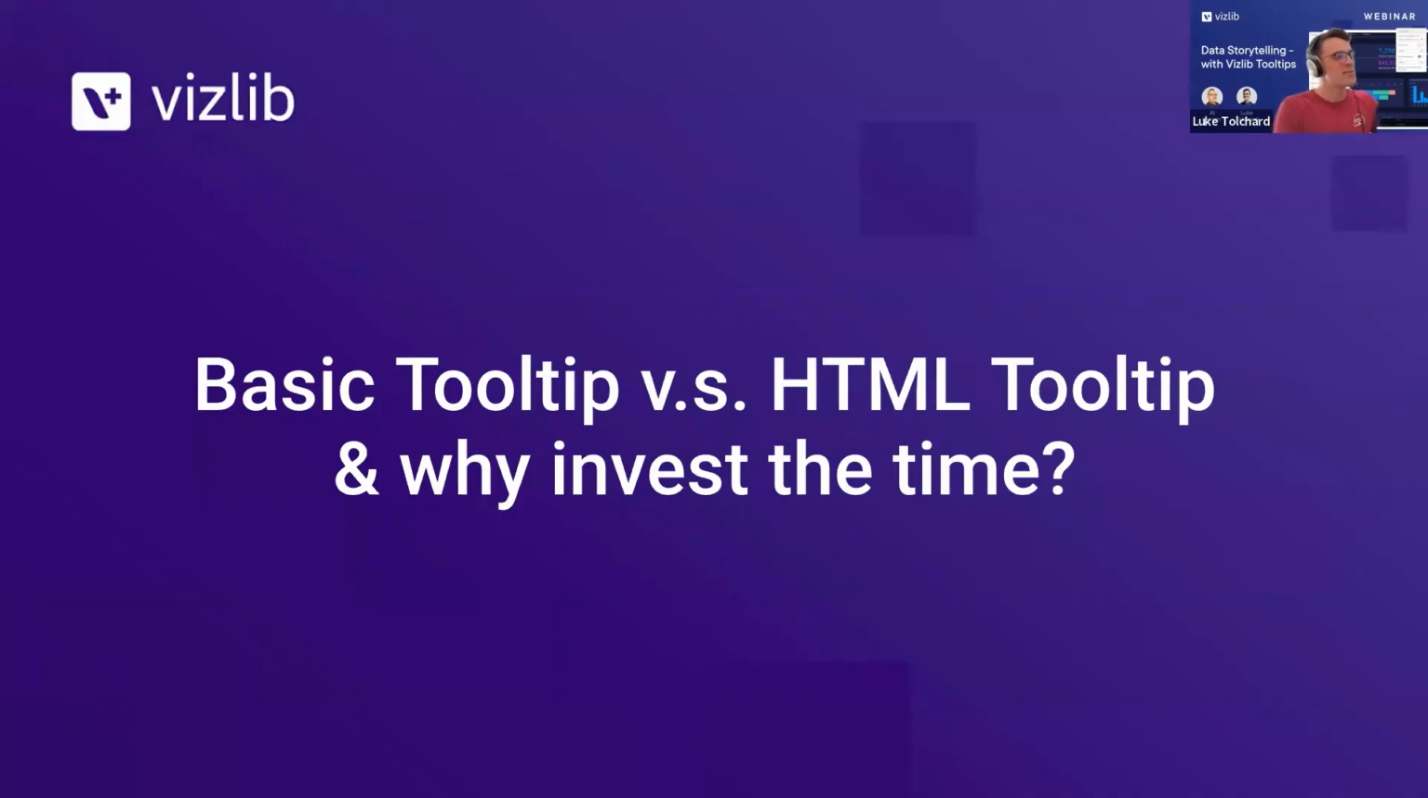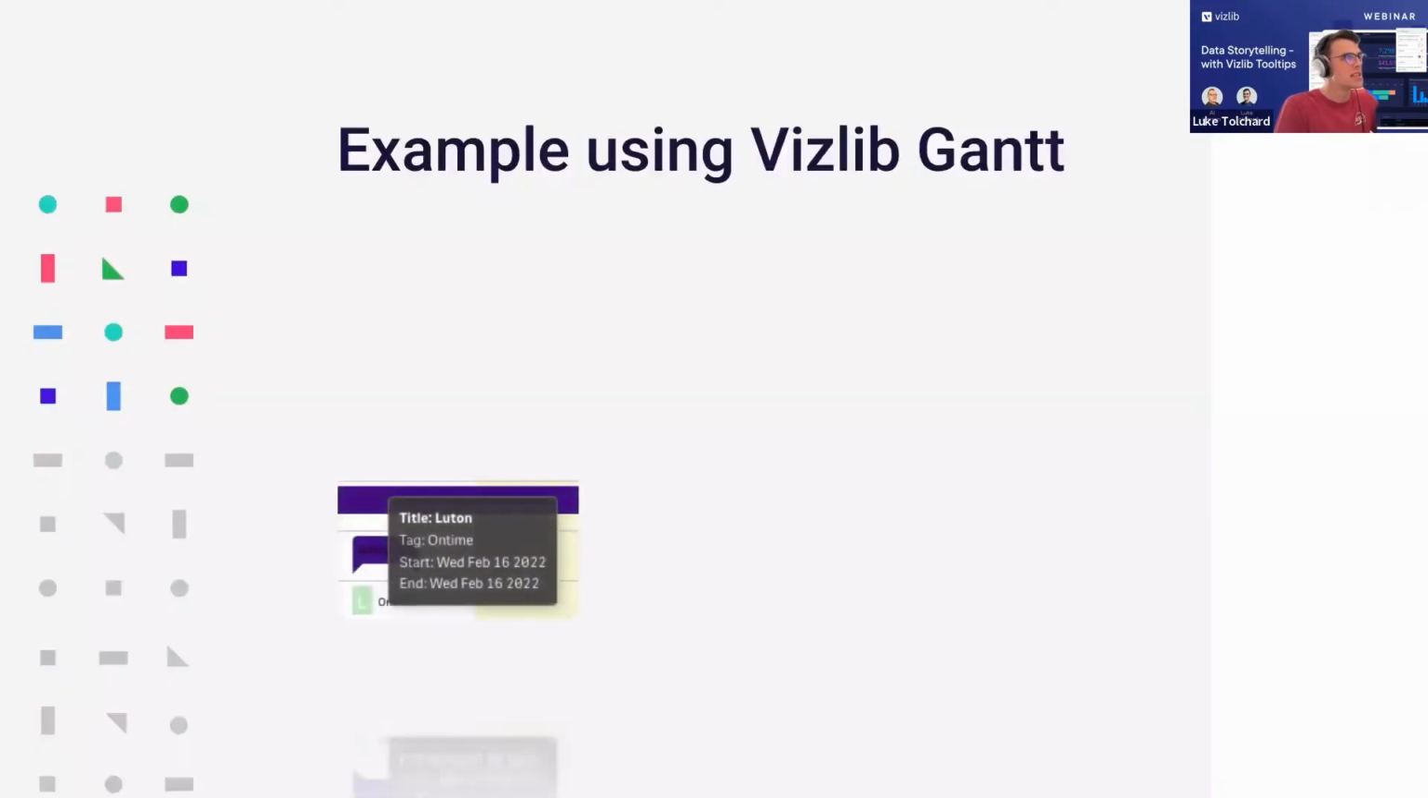So basic tooltip versus HTML tooltip, and why invest the time? So tooltip natively is what we see here. As we saw on the previous slide, this is also Ahmed once again, but I can see nothing really other than the title, where he's actually just departed from, the tag, if it's on time or not, and the start end date. This doesn't really provide me with much information. I'd have to get additional charts for it.